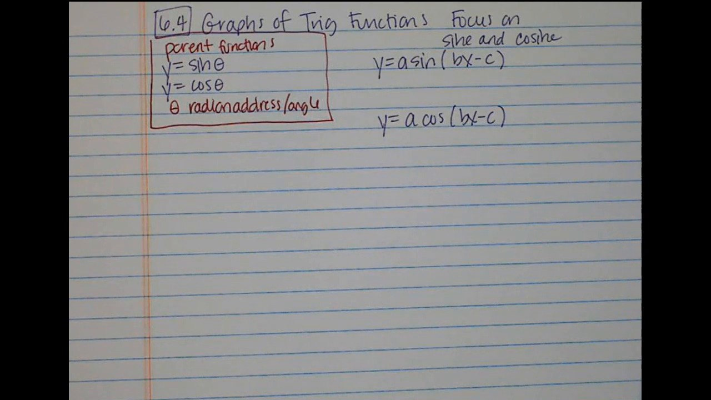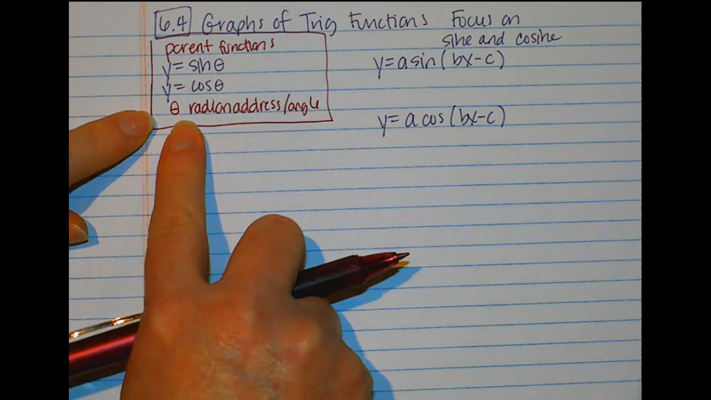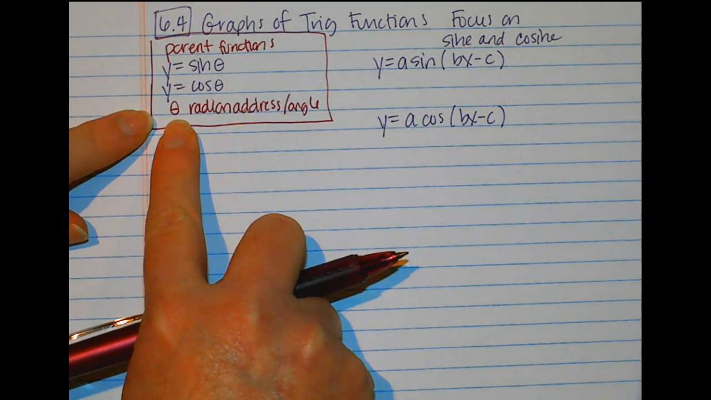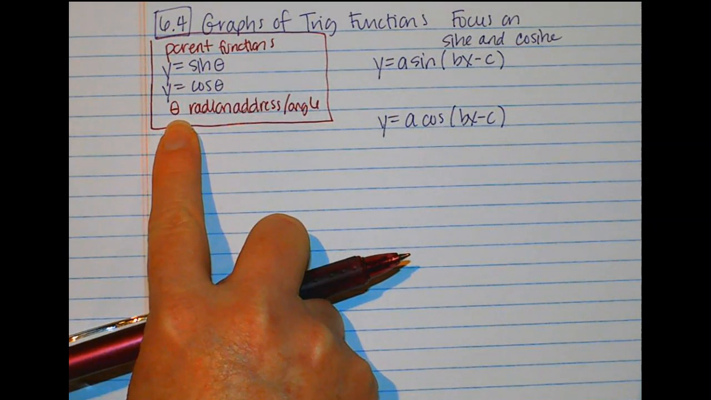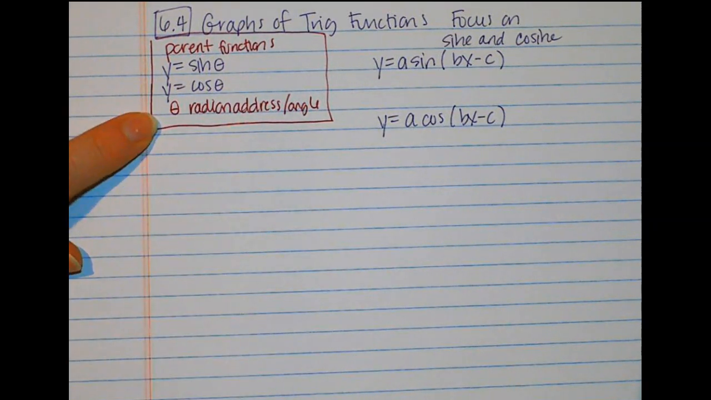So sine of pi is 0, but cosine of pi is -1. Tangent of pi is also 0. So it depends on what function you're doing, what the graph looks like, but the angle here, I just keep trying to emphasize this so students won't get confused. That's where you are in the unit circle.